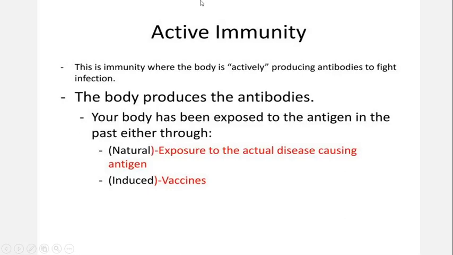With active immunity, we take this immunity naturally from exposure to the actual disease. When we get a disease and after that we get better and our health is well, our immune system has made the antibody against the specific bacteria or virus.